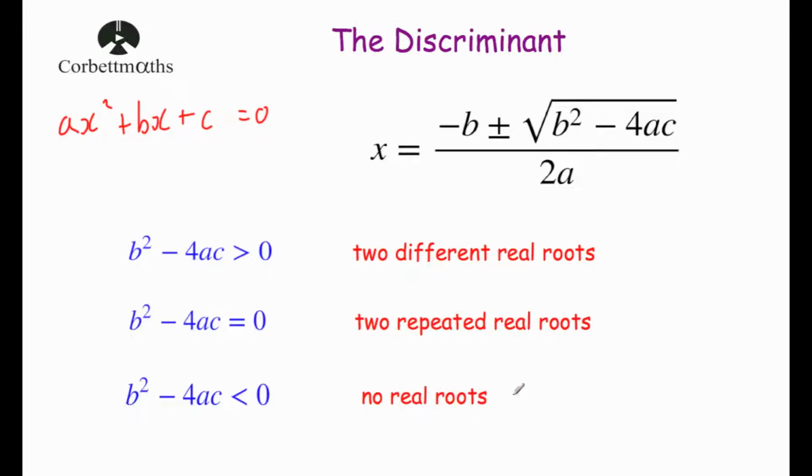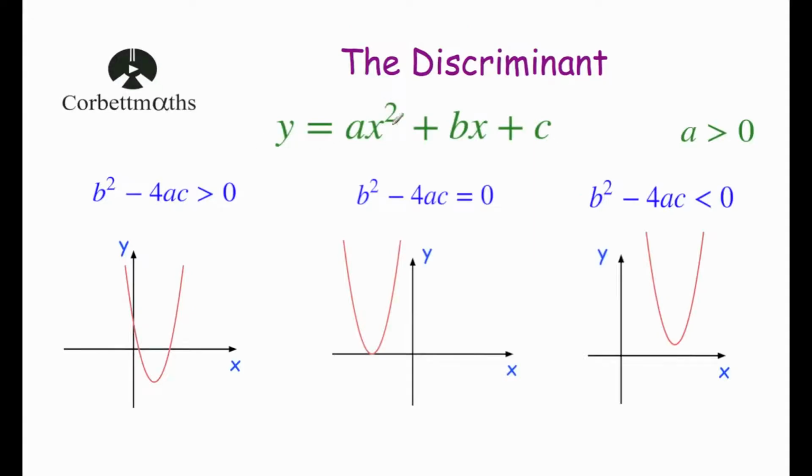The discriminant can also be very useful whenever we're sketching quadratic graphs. So if we have y equals ax squared plus bx plus c, and we work out the discriminant, b squared minus 4ac, and we get that it's bigger than 0, we know there are two real roots. What that means in terms of the quadratic graph is it will cross the x-axis at two different locations.